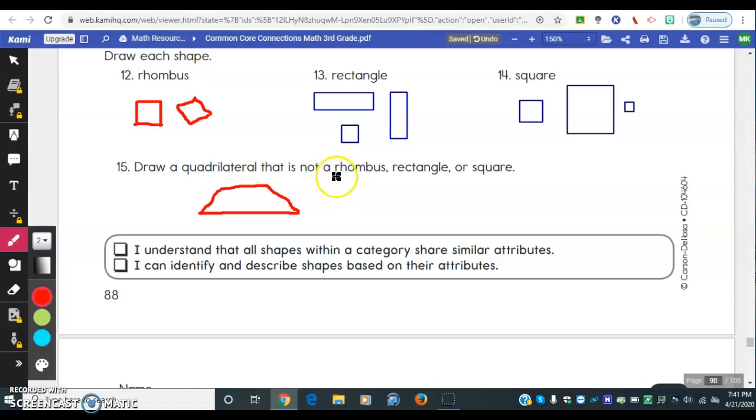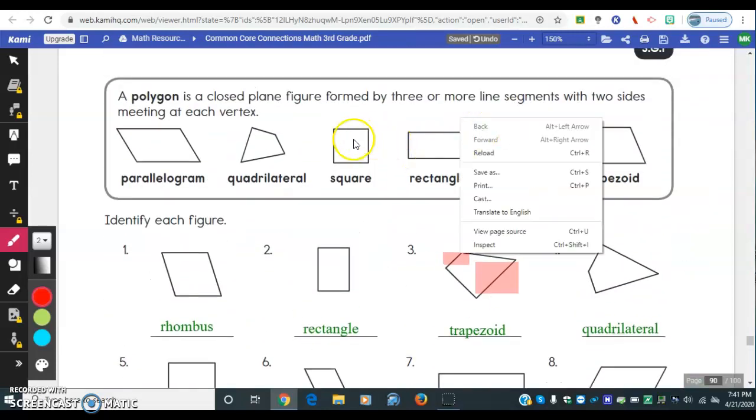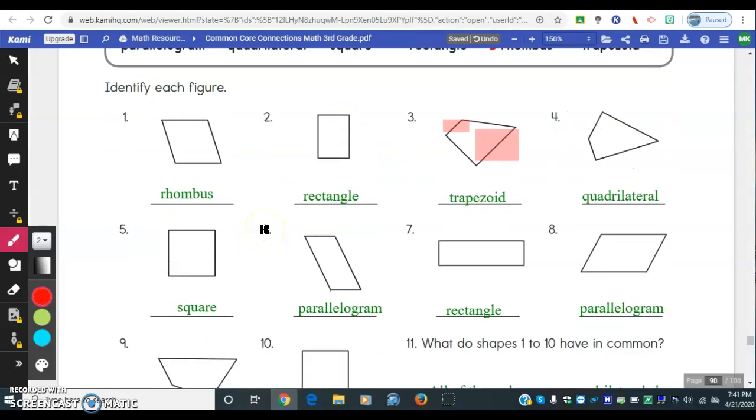Draw a quadrilateral that is not a rhombus, rectangle, or square. So, not a rhombus, not a rectangle, not a square. That means you could draw a trapezoid, you could draw a funky shaped quadrilateral, you could draw a parallelogram. It's up to you. I chose trapezoid.